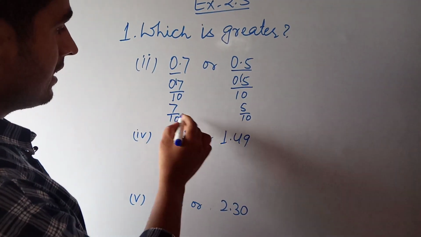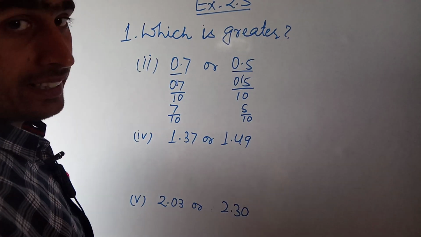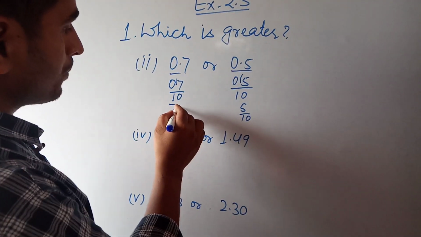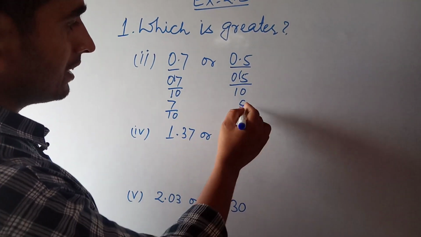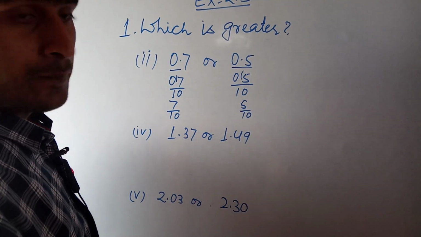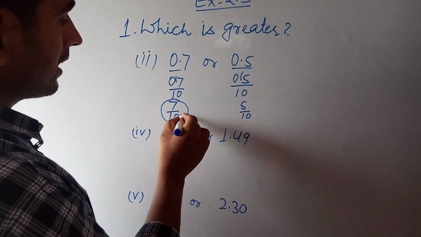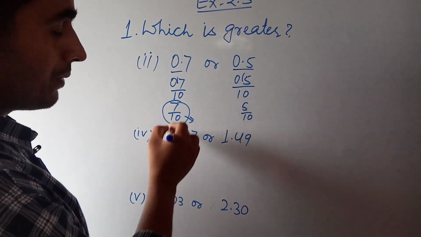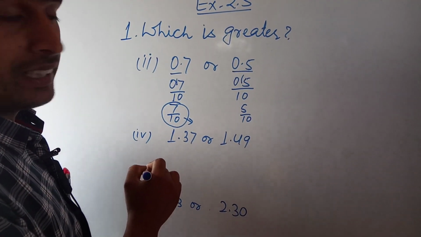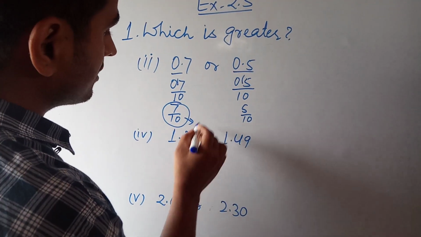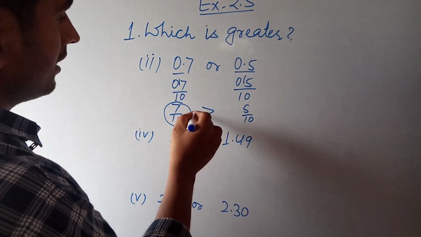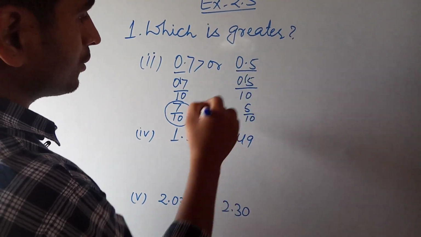Now we can compare whether 7 by 10 is greater or 5 by 10. Similarly, 7 rupees is being distributed among 10 persons and 5 rupees is being distributed among 10 persons. So obviously the persons sharing in this case will get more rupees, and in this case they will get less. So this is greater, which means 0.7 is greater than 0.5.